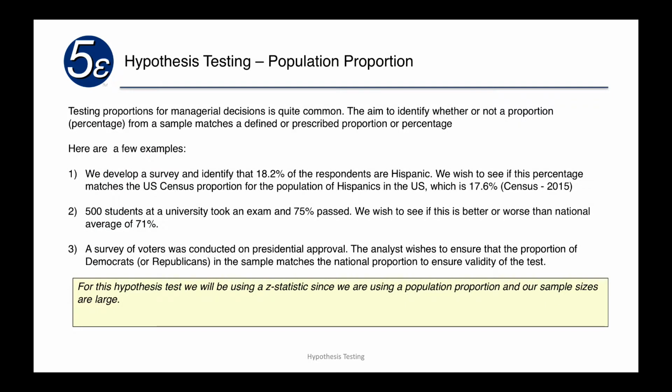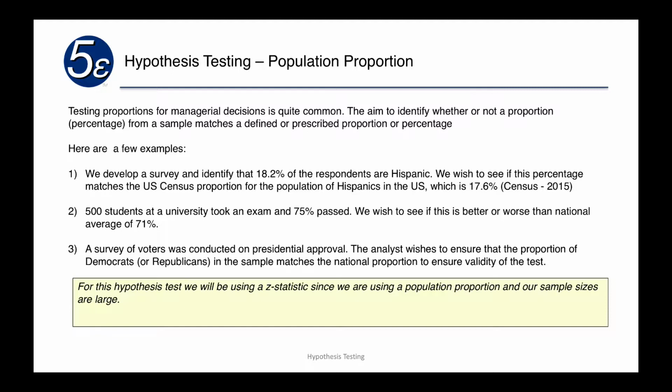We can also conduct hypothesis tests for population proportions. And testing for proportions for managerial decisions is quite common. Our aim is to identify whether or not a proportion, which is sometimes given as a percentage from some sample, matches a defined or prescribed proportion or percentage that is either known in industry, known experientially, or something that we wish to test for. So here are a few examples.